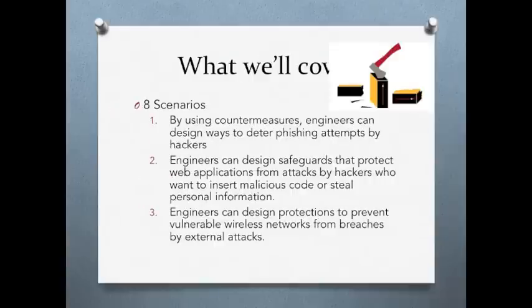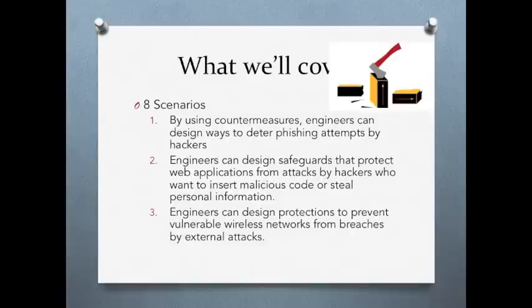What we're going to cover here, ignore my graphic, apparently it got covered up, is eight different scenarios, as mentioned before. Let's quickly go through each of these scenarios. The first scenario says that by using countermeasures, engineers can design ways to deter phishing attempts and phishing attacks. So we're going to talk about what a phishing attack is, what makes them effective, what kinds there are, and what we can do to prevent them.